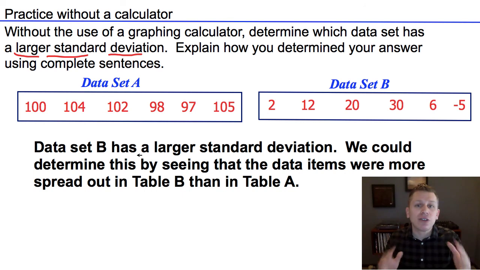Sure, data set A is larger. It's going to have a bigger average. But when I look at how close these data items are to each other, they're much closer relative to one another than the ones in data set B are.